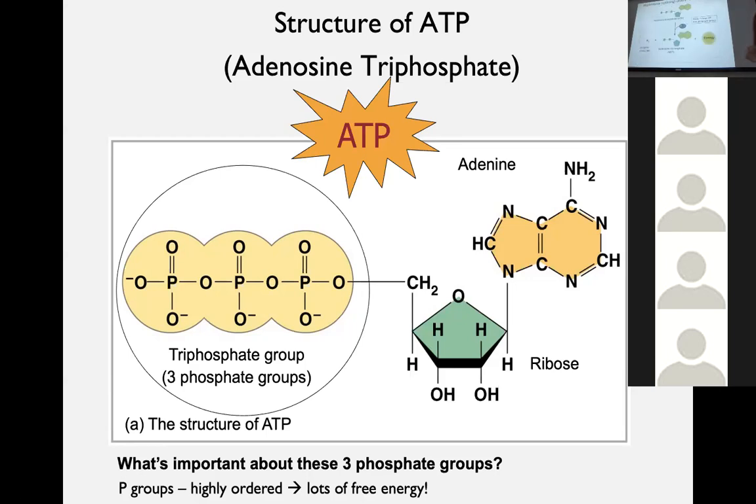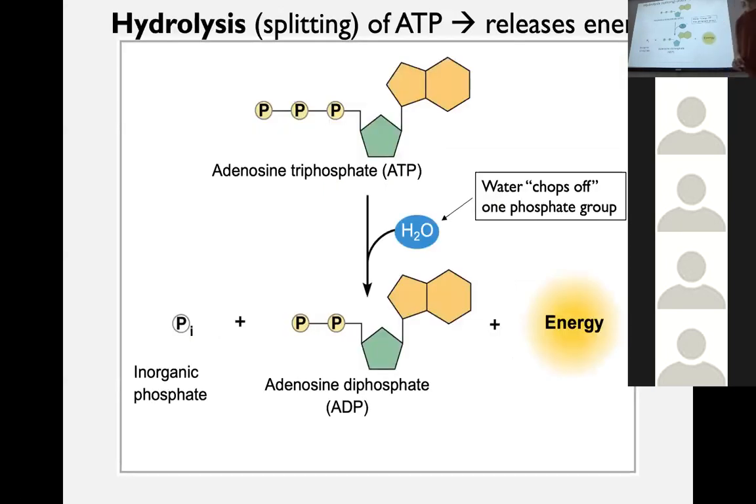Okay, so specifically, when we break down ATP, when I say breaking down ATP, we're essentially just taking one of those phosphate groups off. So we're chopping one off. This is done through a process called hydrolysis.